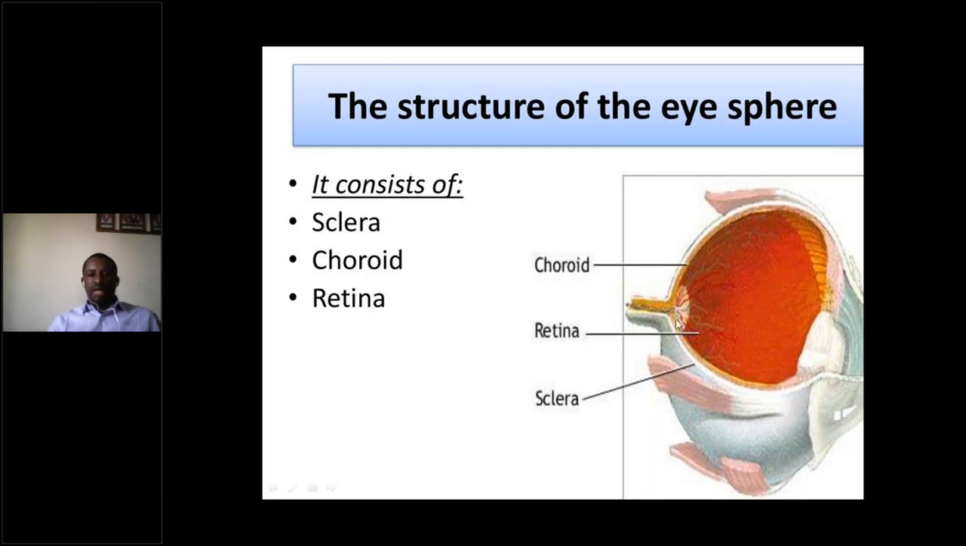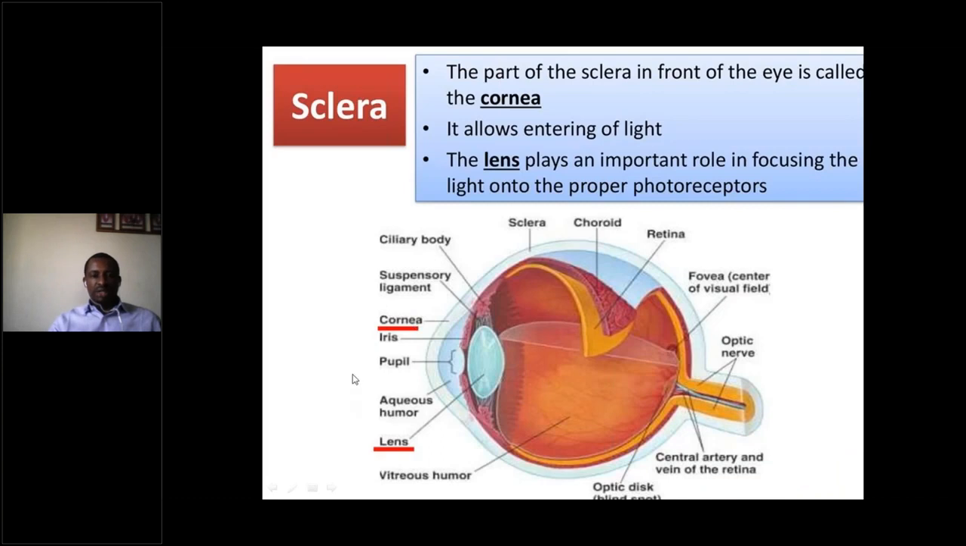Now, if you look at this, it is like the eye cut into two. It consists of the sclera, that's the outer region. This is the sclera of the eye, the outer region. Then you have the choroid. The choroid is in between the sclera and the retina. This very liquid region is the retina. Okay, so the eye sphere structure has the sclera, choroid, and the retina. So we look at each of these and discuss.